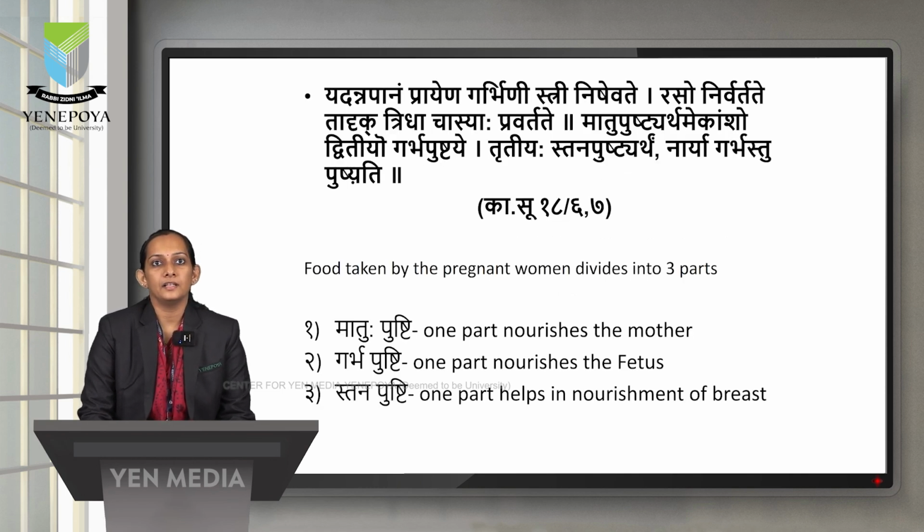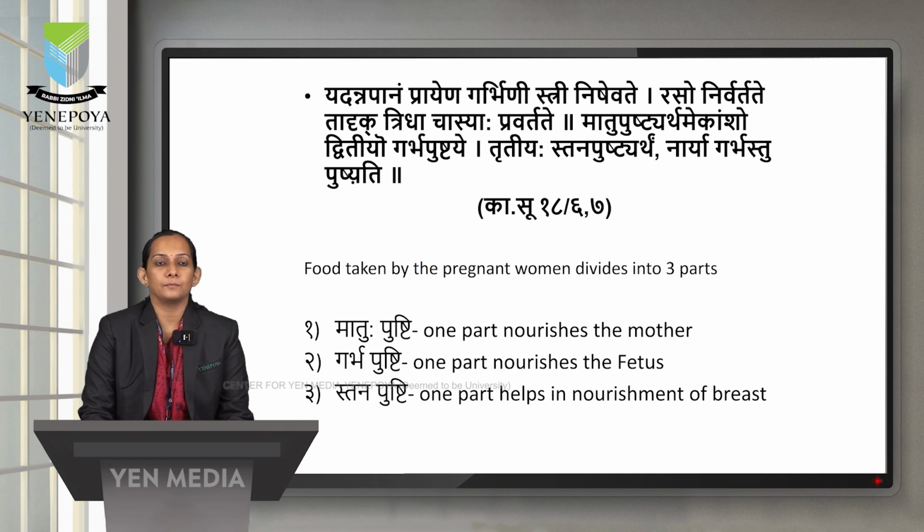Coming to another reference from Kashyapa Samhita Sutrasthana, here the Acharya opines: Yadanna panam prayena garbhini stri nishevate, raso nirvartate tadrik tridha chasya pravartate. Matu pushtyartam ekamsho, dvitiyo garbha pushtaye, tritiyah stana pushtyartam, narya garbhastu pushyati. The food consumed by the pregnant woman, whatever food is taken by the garbhini stri, divides into 3 parts.